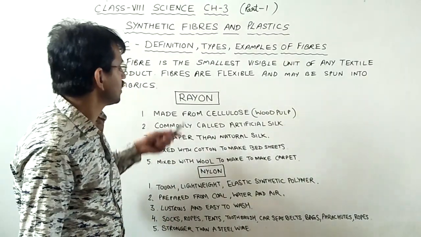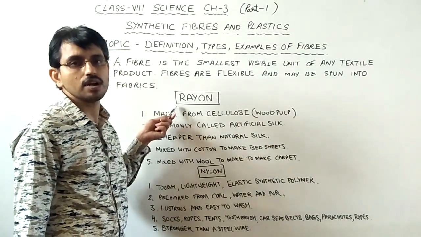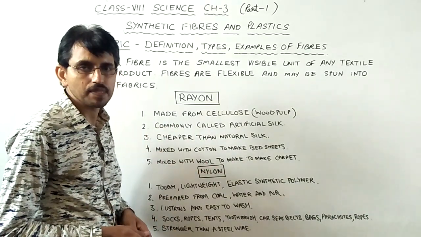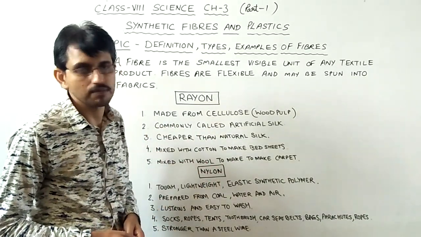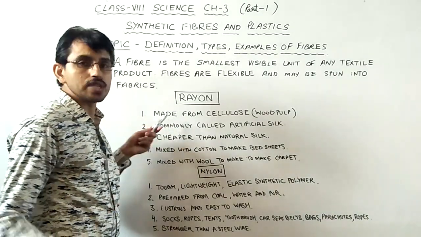Now we will start with the discussion of rayon. Rayon is a synthetic fiber. What are the characteristics and uses of rayon? Rayon is made from cellulose.